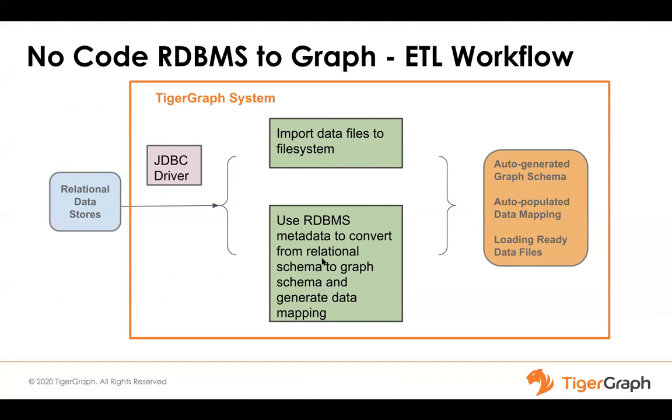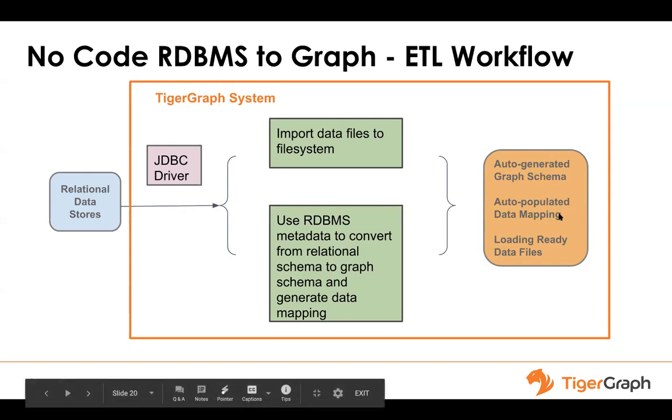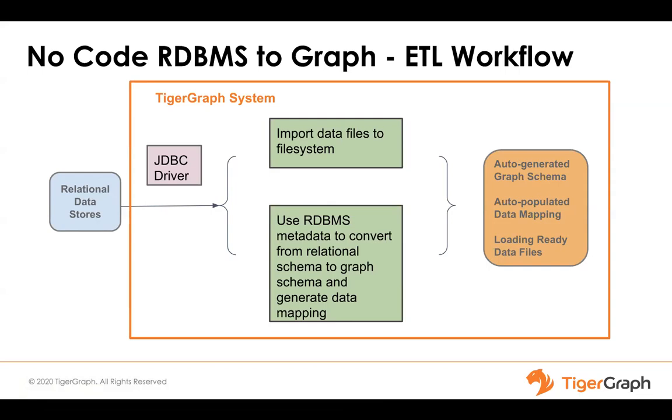We also use the metadata we retrieve from the JDBC driver to help convert from relational schema to graph schema, and also generate the data mapping automatically. So the outcome for this ETL workflow is an auto-generated graph schema, auto-populated data mapping, and loading-ready data files. After this process is done, you can just use the regular TigerGraph workflow. You can modify the schema, modify the data mapping, and load even more data files. Continue to the next step of writing queries.